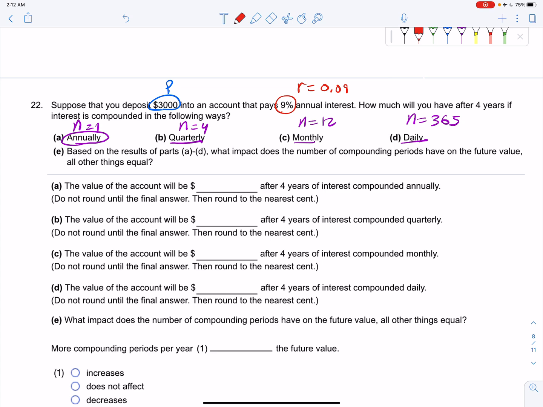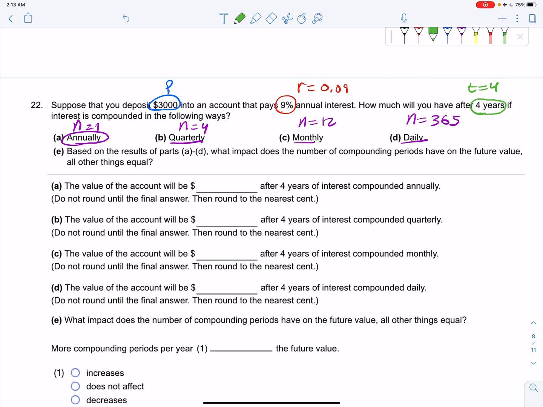And how much will you have after 4 years? So that's our T value. So that's T equals 4. I don't know why I'm all of a sudden concerned about when I print, if I ever print this for anybody. Okay, so T equals 4.